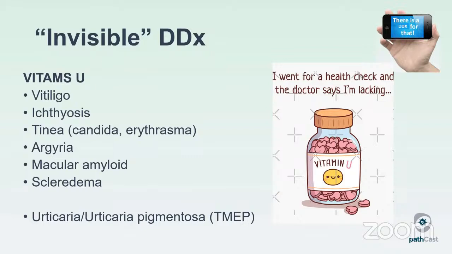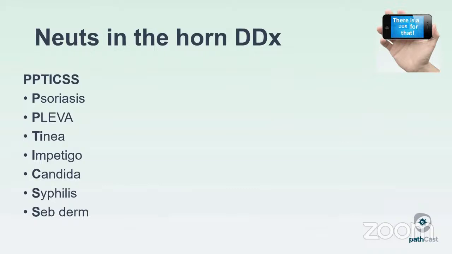It's invisible. So I don't actually memorize most of my differentials. I have them written down. I have them in a drive that I look through and access readily all the time. But this differential I know because I run through it all the time. I see, oh, normal skin biopsy. Let me start running through my invisible stuff. Could this be vitiligo, ichthyosis, tinea, argyria, macular amyloid, scleroderma, or urticaria pigmentosa, TMAP? So I'll run through this quite a lot. And of course, then you start zooming in to look for those subtle pathologic changes of all those entities.